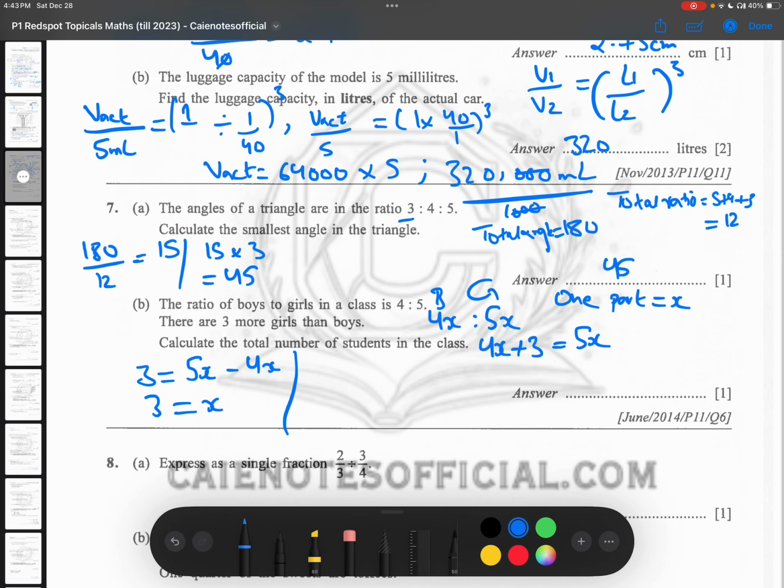For boys we have 4x. Boys contain 4 parts. So 4 multiplied by 3 is equal to 12. These are the number of boys. And 5x means total number of girls. 5 multiplied by 3 is equal to 15. These are the girls. Now if I add 15 and 12, I will get 27. So this will be my answer, the total number of students in the class. 15 plus 12.